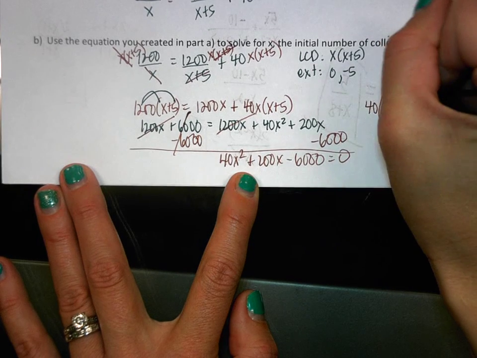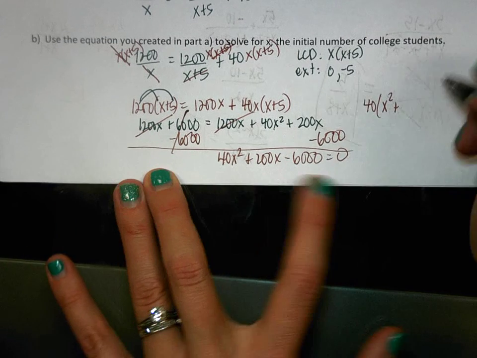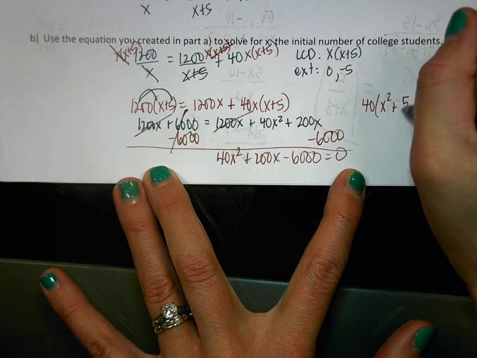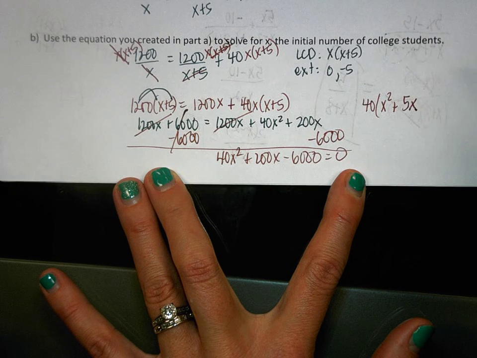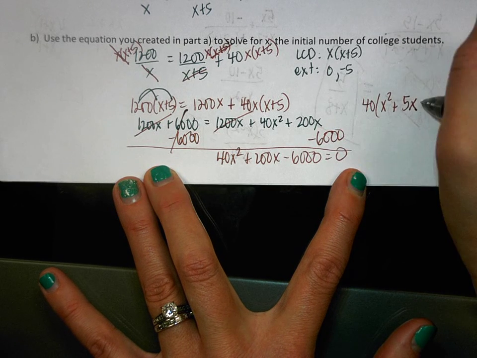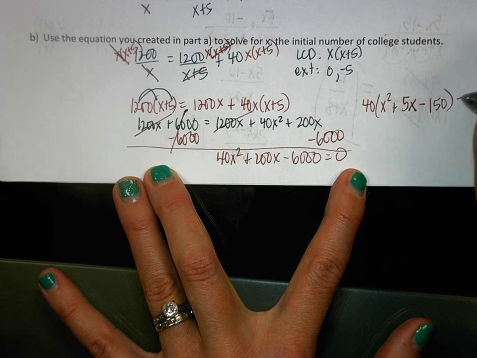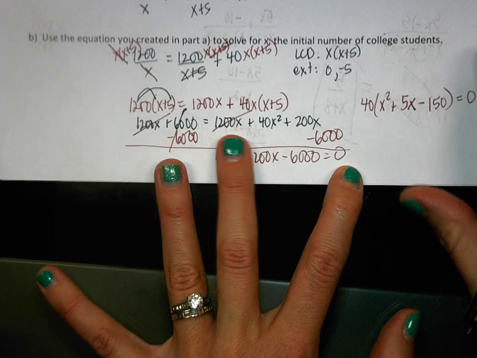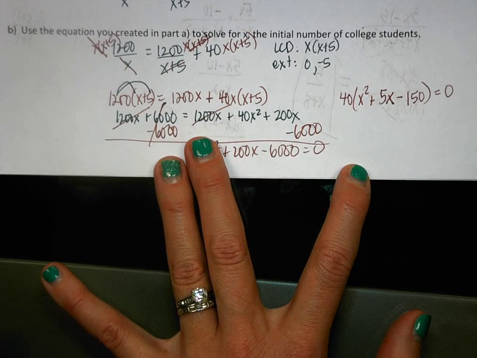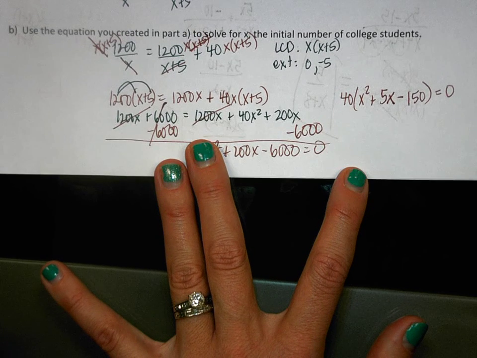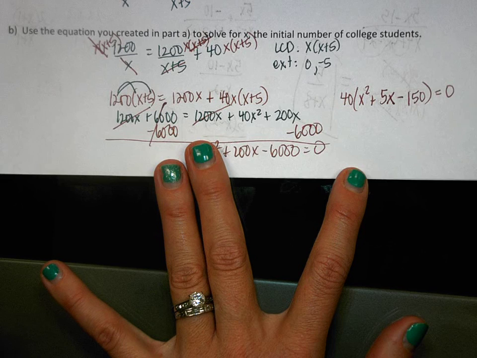We're left with x squared plus, and 200 divided by 40 is 5x, right? And then 6,000 divided by 40 is 150. Good, 150. Okay, so can you think of any numbers that multiply to be negative 150 and add to be 5? 15 and -10. Yeah, 15 and negative 10.